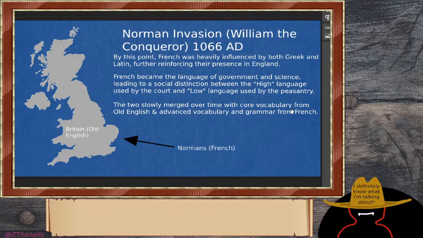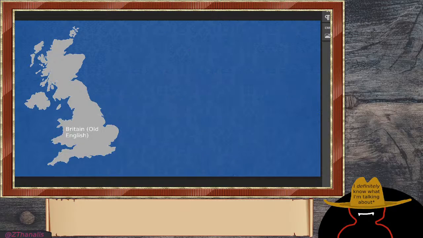So like, oh, we need a word for this. We don't have a word for it. Oh, French does. Let's do that. So a lot of the more highfalutin concepts we have may have originally come from French through the Norman invasion. That's how we get to Middle English, which is a combination of the Old English and the French coming together and kind of commingling this way.